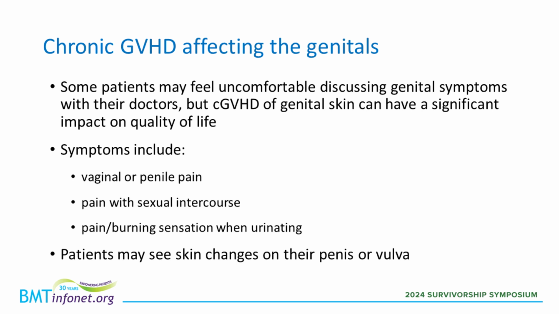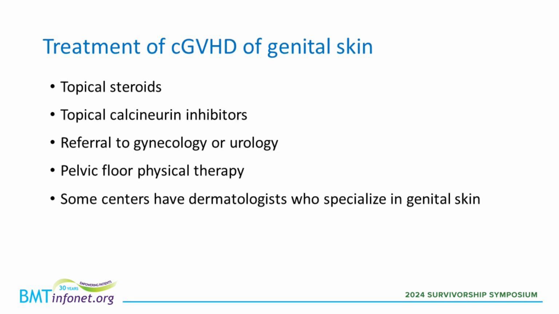Some symptoms that patients might notice are pain in the vagina or the penis, pain with sexual intercourse, pain or burning sensation with urinating, or they might see skin changes on the penis or vulva as well. And our treatment is going to involve, again, combination of topical steroids, sometimes topical calcineurin inhibitors. We might, depending on the area of involvement and the symptoms and whether we think anything else could be going on along with the GVHD, refer to gynecology or urology.